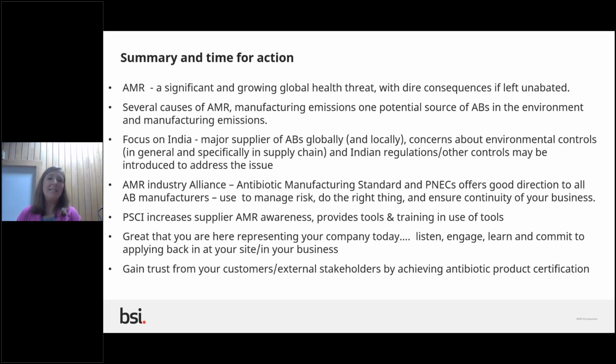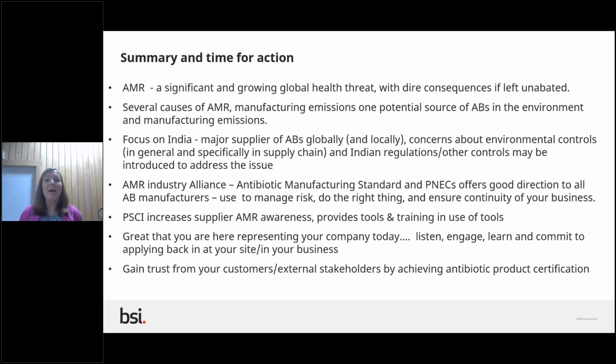I think the statistic is 85% of all API is coming from India or China. So India is a very major supplier of antibiotics to the global pharmaceutical market, as well as a domestic concern. So the environmental controls and helping with mitigating pollution as well as resistance, and then the future regulation and legislation coming hopefully in the Indian context soon will also be a major way to address this issue.